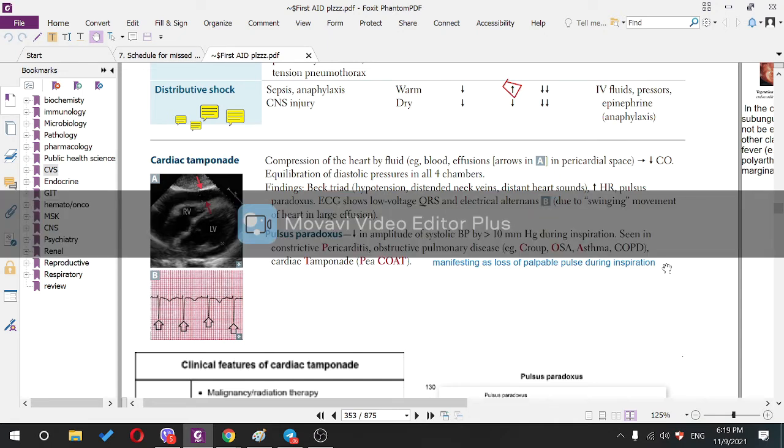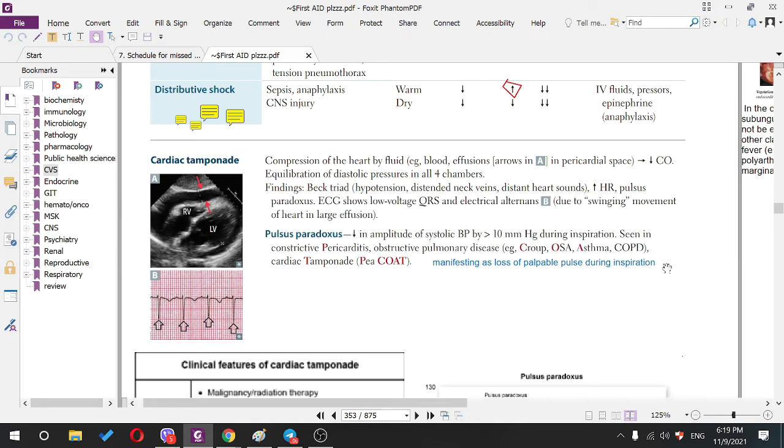Okay, the most important thing to know about is something called pulsus paradoxus. They will describe it for you. They will not tell you pulsus paradoxus. Okay, so that we will explain in a second. But yeah, here is the thing I just told you about, the electrical alternans.